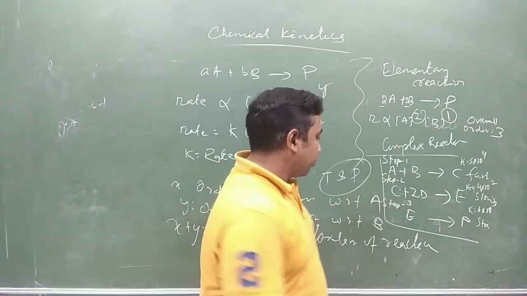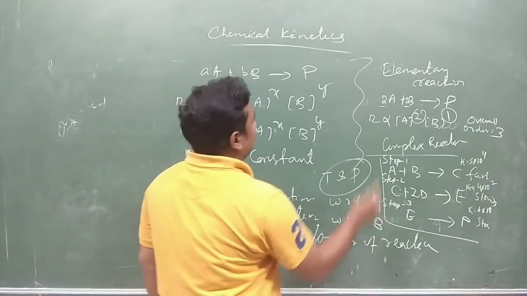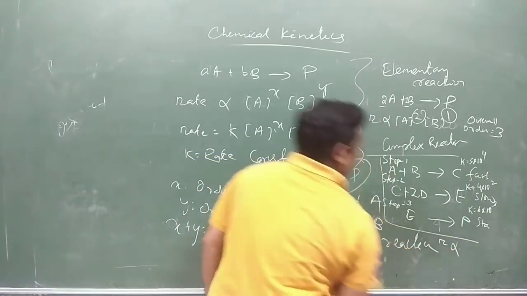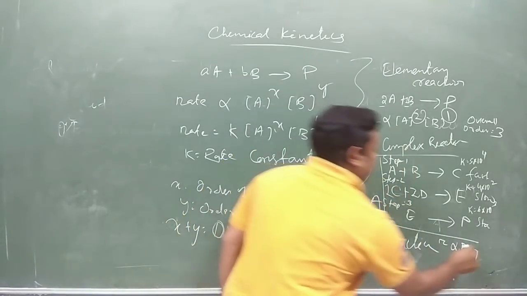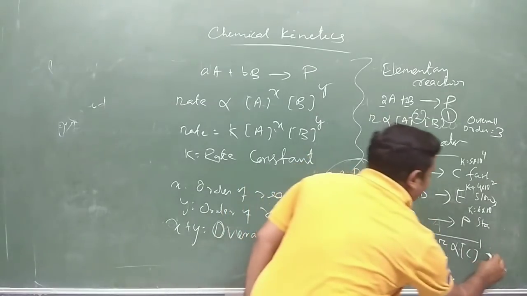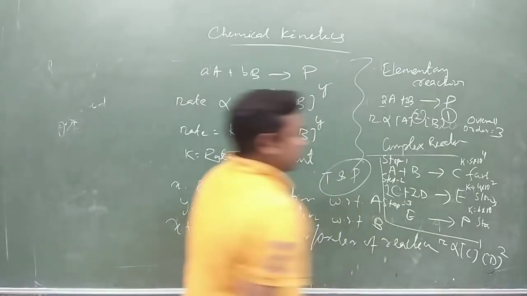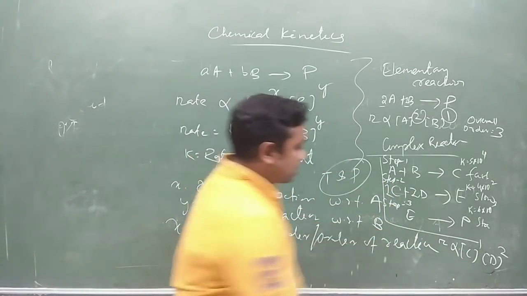So what will be the rate law from this slow step? From the slow step, the rate law will be: rate is proportional to the concentration of C to the power 1, the coefficient of C being 1, and the concentration of D to the power 2, the coefficient of D being 2. So this is the rate law for this complex reaction.